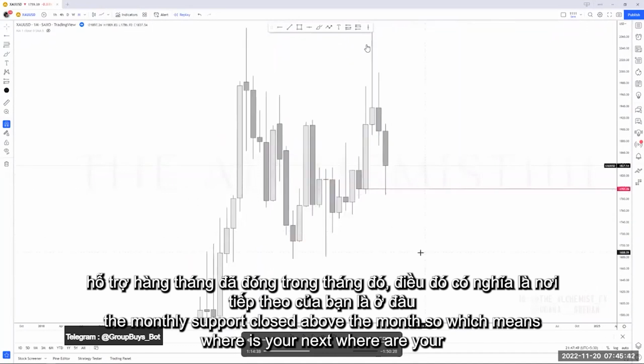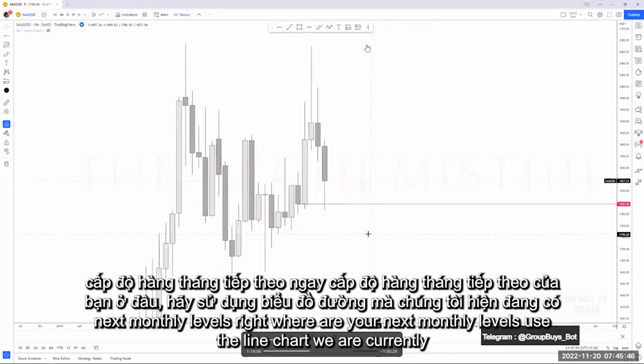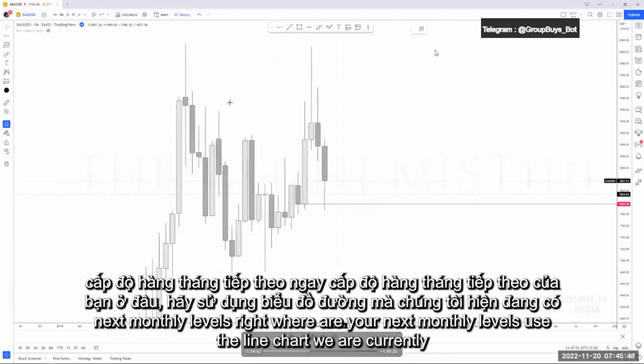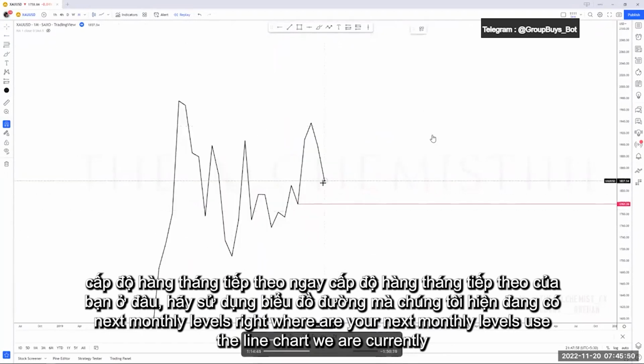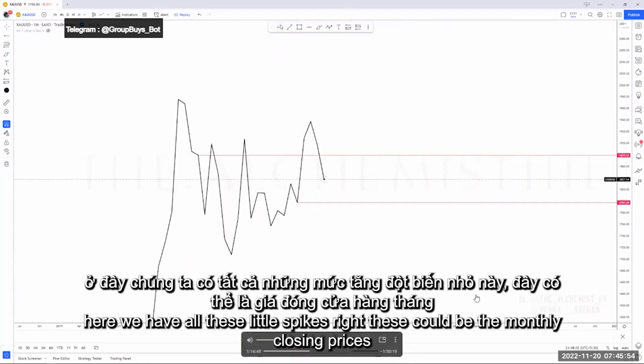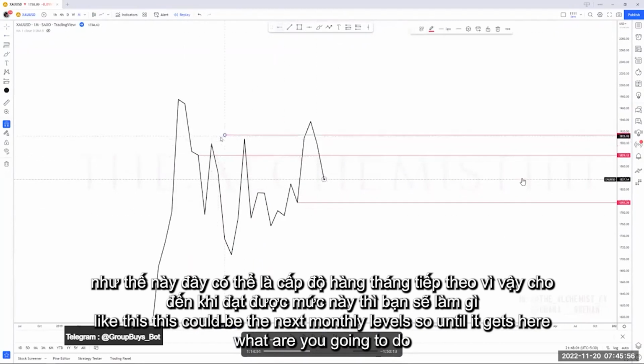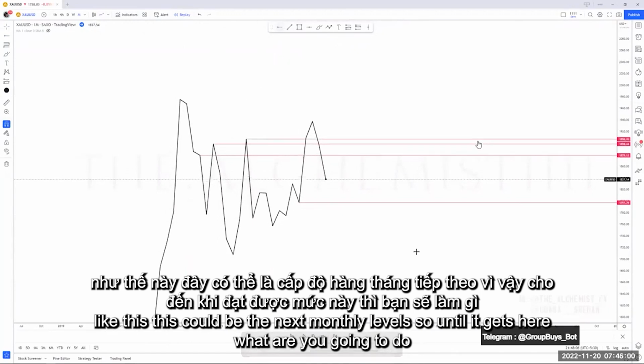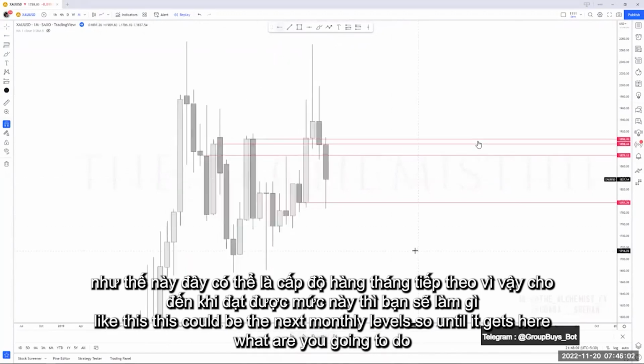Closed above the monthly support. So where are your next monthly levels? Use the line chart. We are currently here. We have all these little spikes, which could be the monthly closing prices. Like this, this could be the next monthly levels.